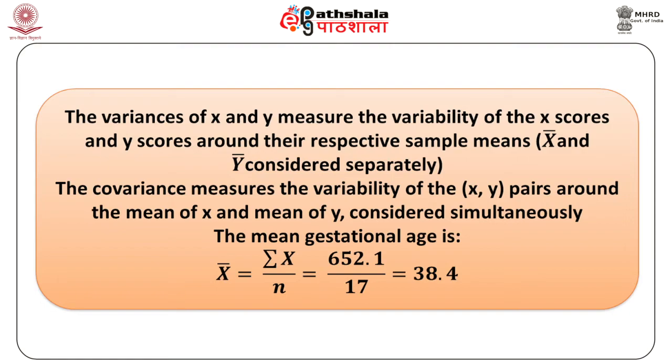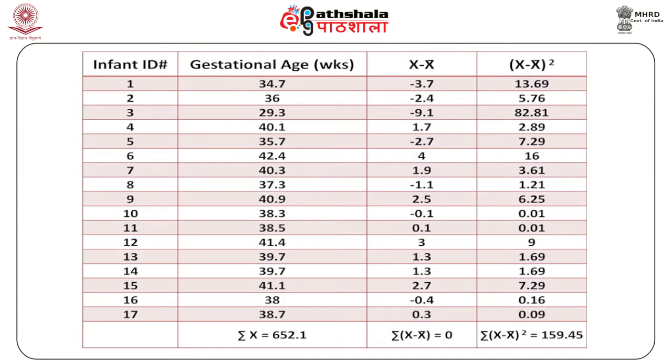We first summarize the gestational age data. The mean gestational age, x bar, is equal to summation x divided by n, which is 652.1 divided by 17, which is equal to 38.4. To compute the variance of gestational age, we need to sum the squared deviations, or differences, between each observed gestational age and the mean gestational age. The computations have been shown in this table.